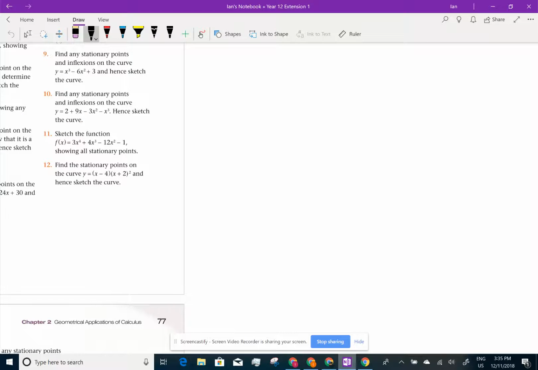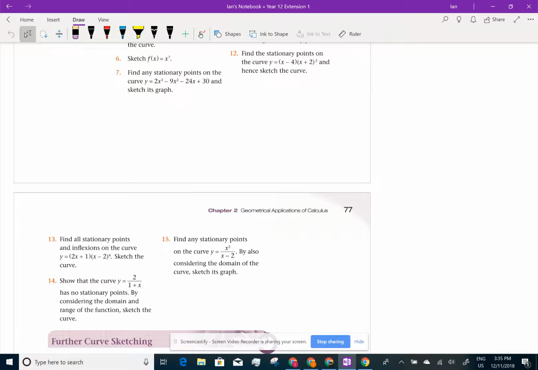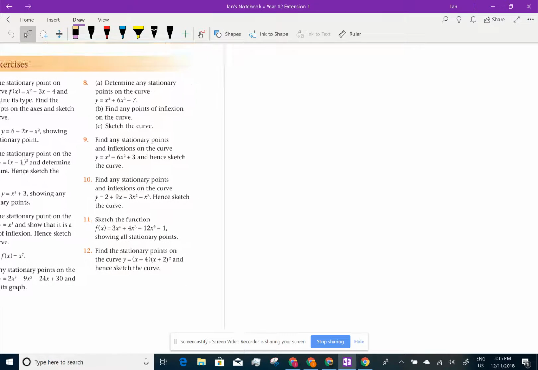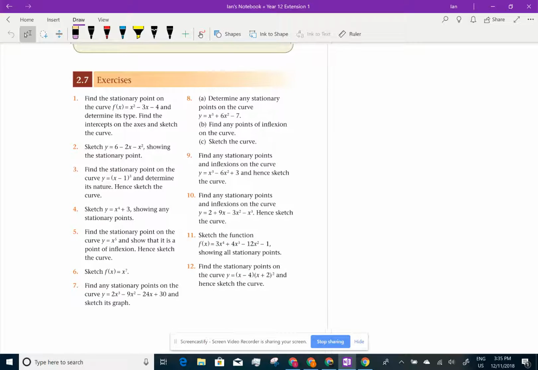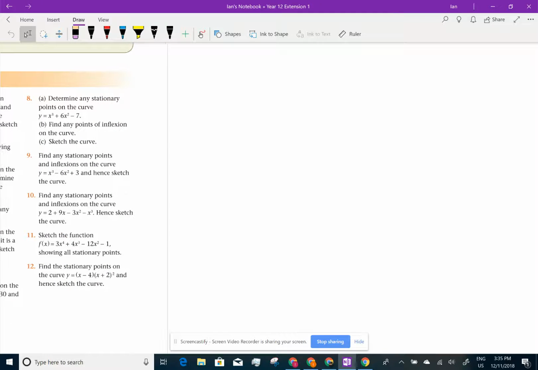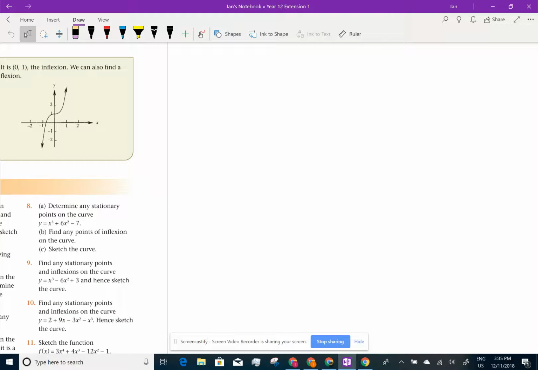Okay, year 12, I'm going to go through a couple of these very quickly. I'm going to do 10, 11 and 12, and I'll leave 13 for you, depending upon how quickly I'm able to get through these. So this is applications of calculus to curve sketching, and this is exercise 2.7. So I'm going to start with question 10.